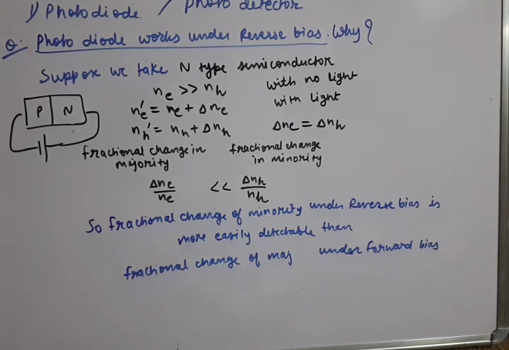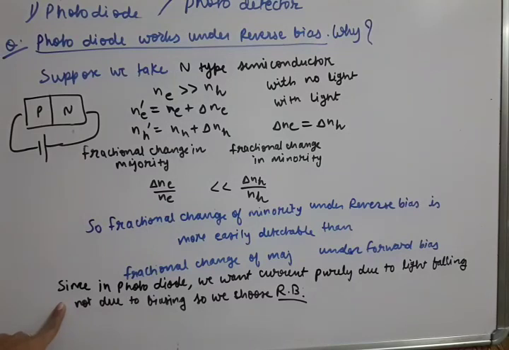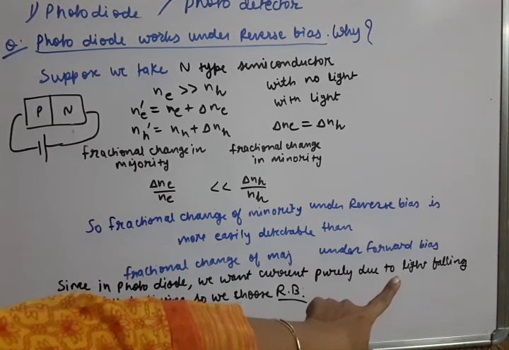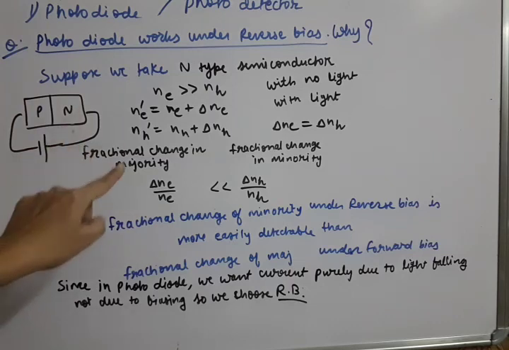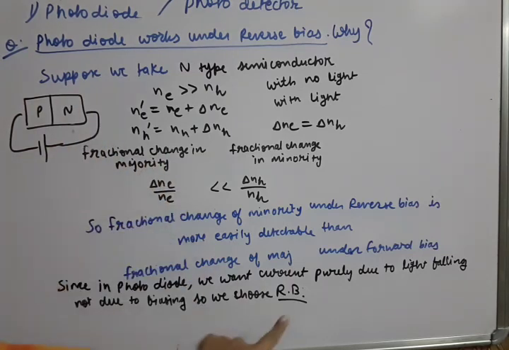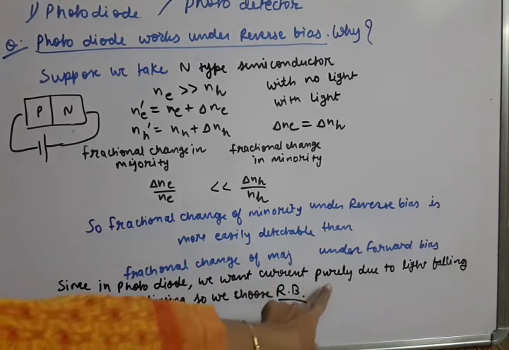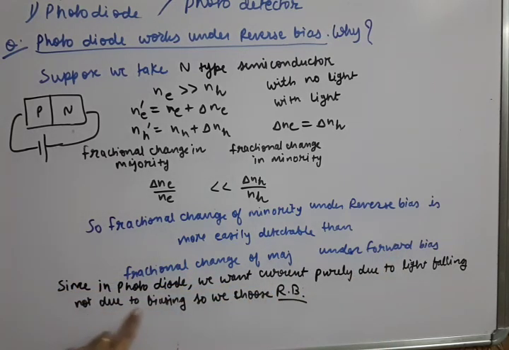So we can write this reason in 2 sentences also. One sentence the reason can be, since in the photodiode we want the current purely due to light falling. Okay, the photodiode's purpose is this only, as light falls current should flow, otherwise current should not flow. So you can see, since in the photodiode we want current purely due to light falling and not due to biasing, so we choose the reverse bias. So I hope this point is clear to you. So photodiode is completed.